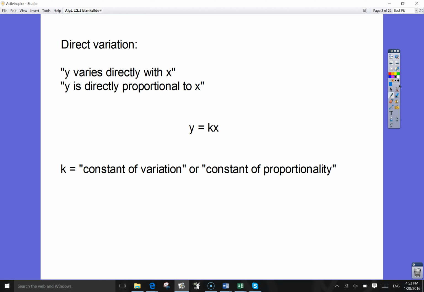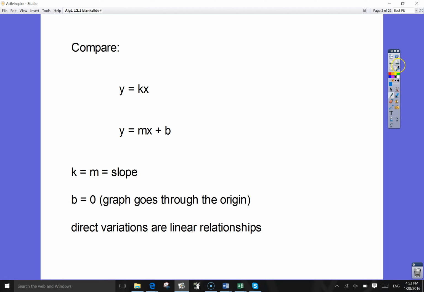There will be a number in front of x, and that number is a constant. We don't know it when we start the problems. That's why we use a letter to represent it, but it's a constant, k. So compare y equals kx to y equals mx plus b. We've dealt with that before. That's the slope-intercept form of a line.